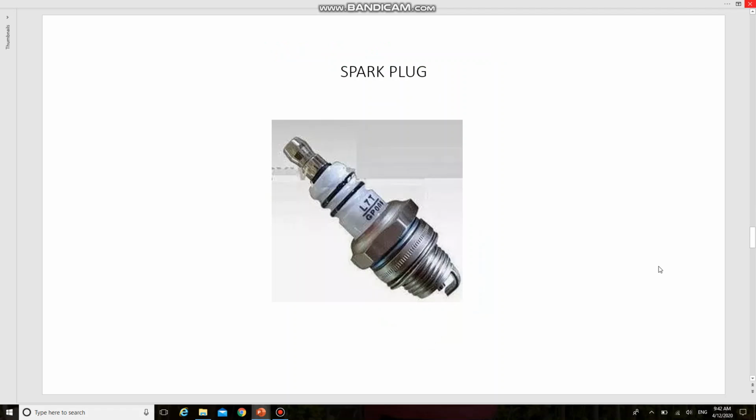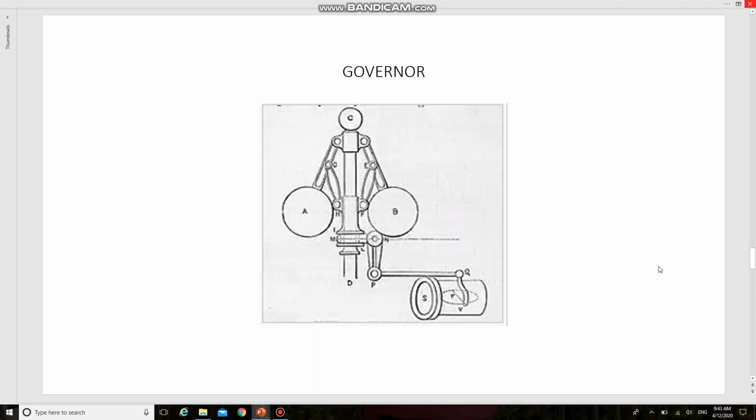So next one is spark plug. The main function of a spark plug is to conduct the high potential from the ignition system into the combustion chamber. It provides the proper gap across which a spark is produced by applying high voltage to ignite the mixture in the ignition chamber. So this is the spark plug, the main function of the spark plug.